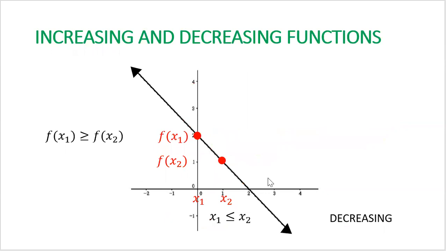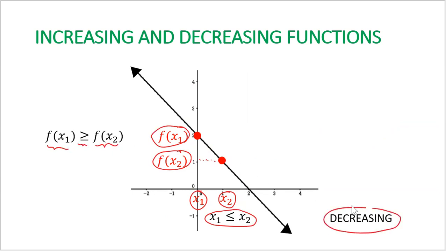Now for a decreasing function, again, since x sub 1 is to the left side of x sub 2, we say that x sub 1 is less than or equal to x sub 2. And then here in the y-axis, we see that f of x sub 1 is above f of x sub 2. So that's why f of x sub 1 is greater than f of x sub 2, which implies that this function is a decreasing function.